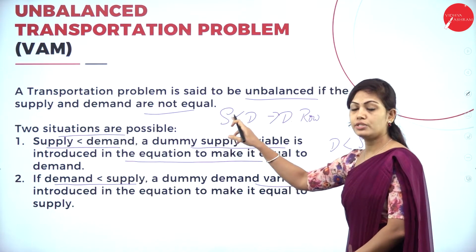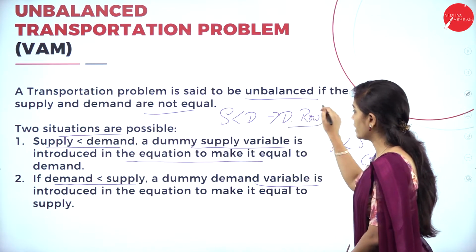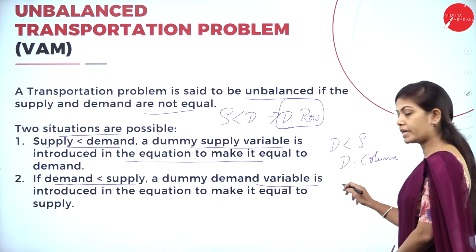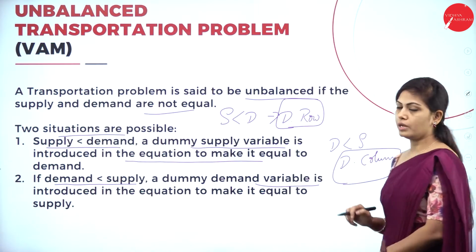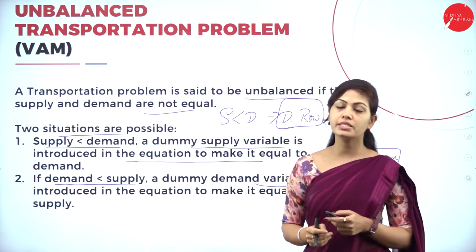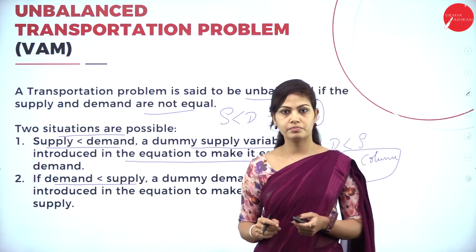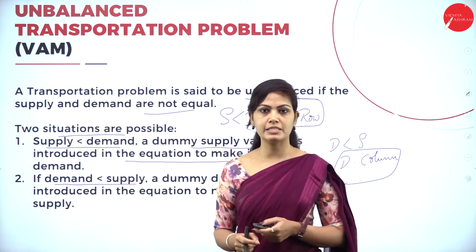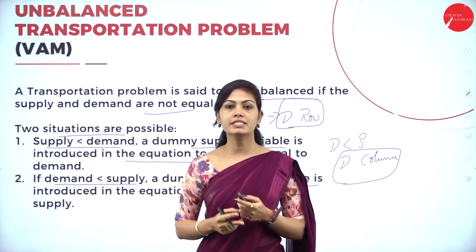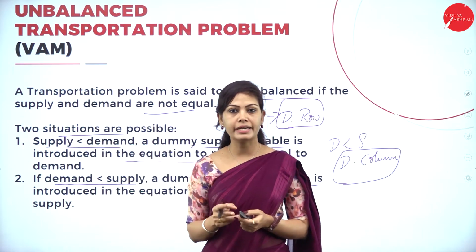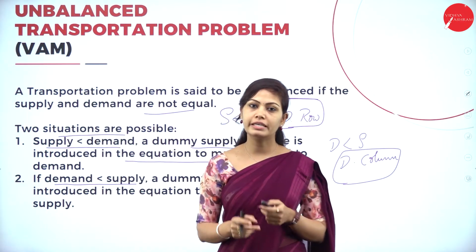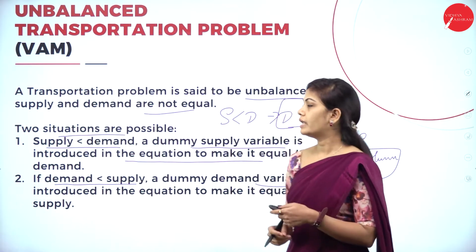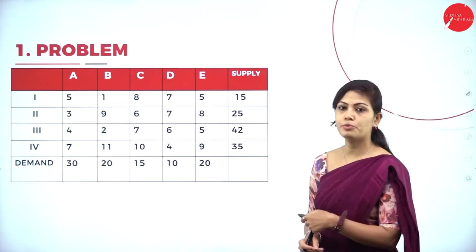If supply value is less than demand value, we can introduce a dummy row. If your demand value is greater than supply value, we can introduce a dummy column. So these are the two situations in unbalanced problem. No need to worry about the unbalanced problem. You can make it balanced by adding a dummy row or dummy column according to the requirements. Clear? So let's get started with an example problem.